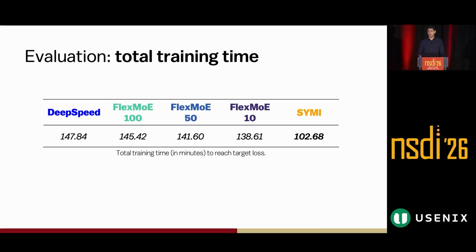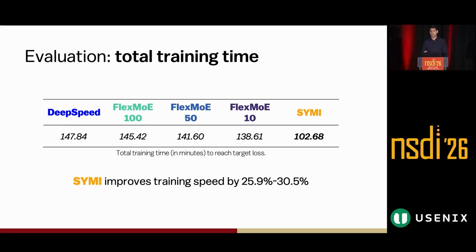I'm starting with the end-to-end result, total training time until we reach a target training loss. And we see that SYMI is able to outperform the baselines by 25 to 30%. And this is for very different reasons, and in the next slide, I will try to attack each reason independently. One reason is convergence, how many iterations you need to reach that training target. The other reason is iteration latency, system performance. You multiply the two, you get total end-to-end training time.